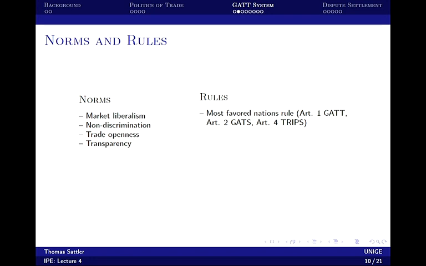I already mentioned the most favored nations rule. What does the most favored nations rule say? It says that you need to treat all the other WTO members as well as your most favored trading partner, the trading partner to which you apply the lowest level of tariff, right?